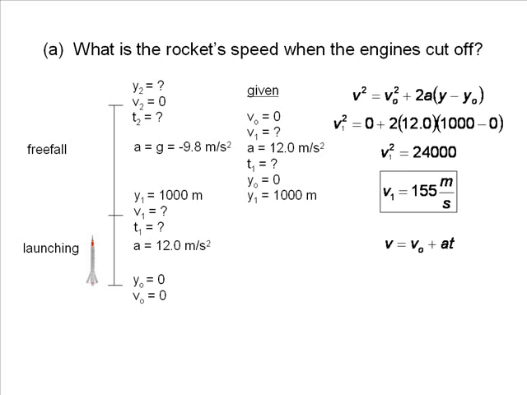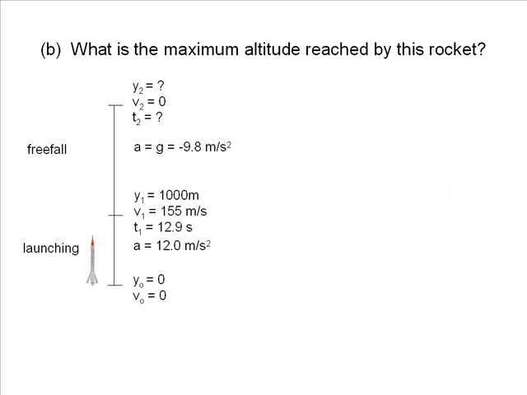Here's our formula to solve for time. We rearrange the variables to isolate time, input our data, and find our first time. Next, we want to find the maximum height the rocket reaches. We will list our given information.